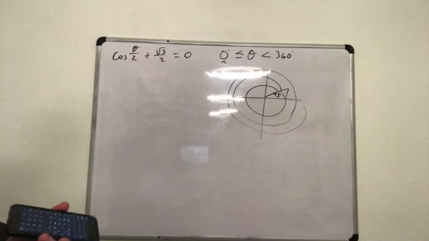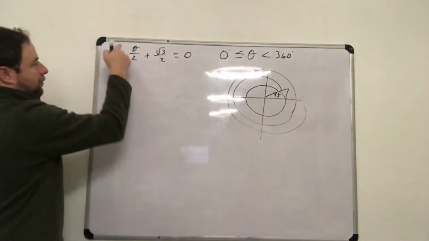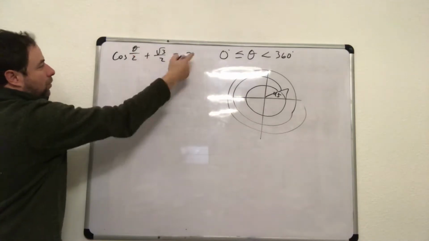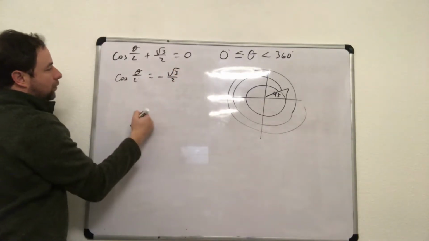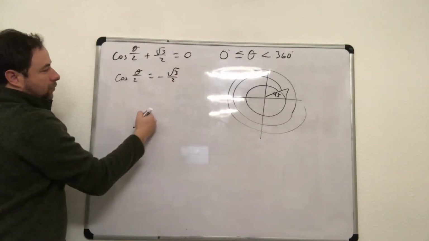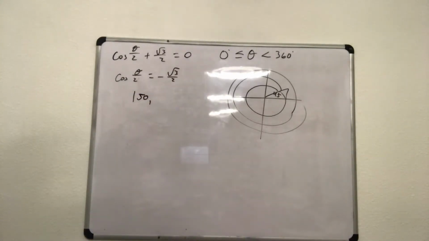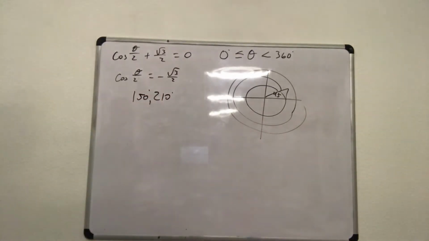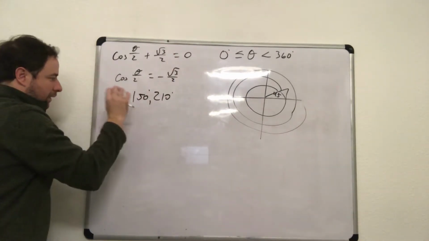All right, looking at this next one, you have cosine theta over 2. Now before, we had 3 times theta. Now it's theta over 2, or 1/2 times theta. We'll bring this over. You have cosine theta over 2 equals negative root 3 over 2. So the question is, when is cosine negative root 3 over 2? What you're going to find is one of the angles is 150 and the other one is 210. You get negative 0.866.